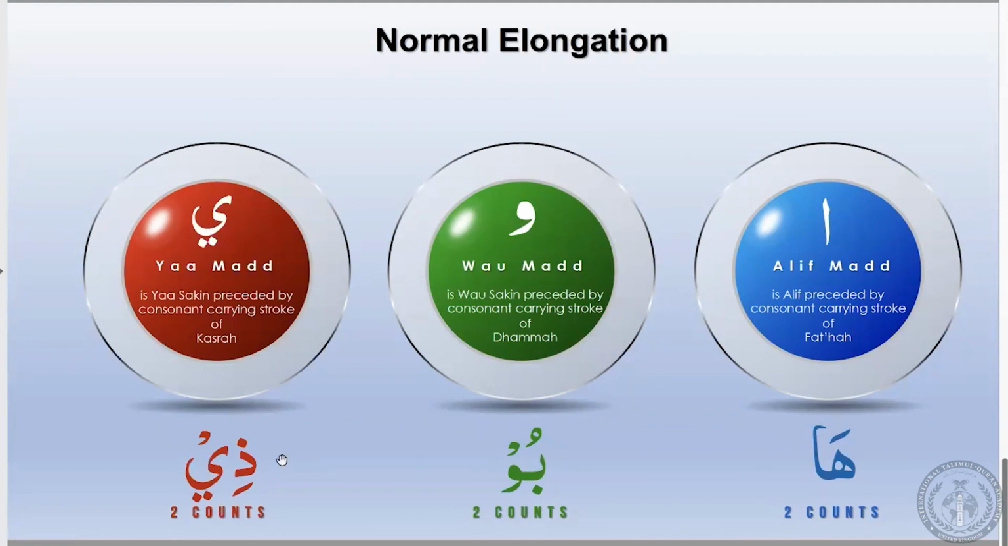So those are the 3 types of normal elongation, or haruful mad, or letters of prolongation. Alif mad, waw mad, and ya mad is what we've learned this week. So please do make sure you keep revising this and ensure that whenever you see this come up in your recitation, your timing is 2 counts. Okay, so that was just a quick recap of what we've learned today, and also the last couple of days as well.